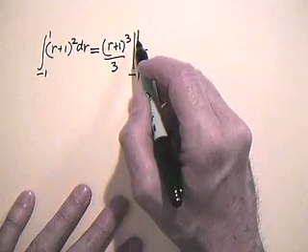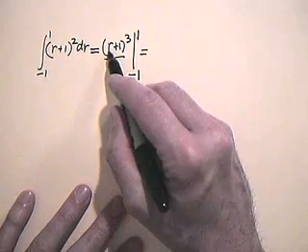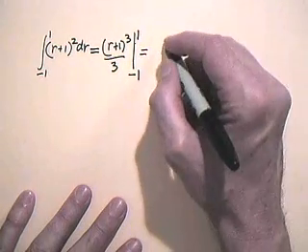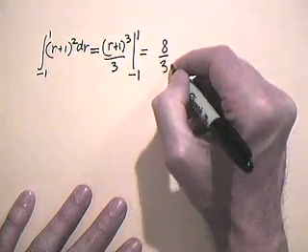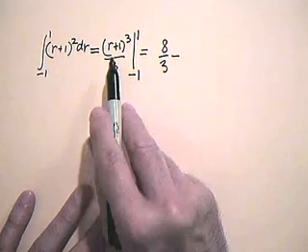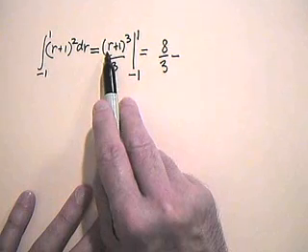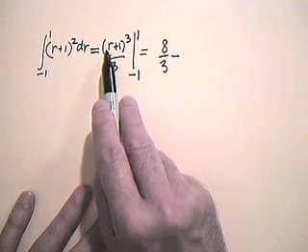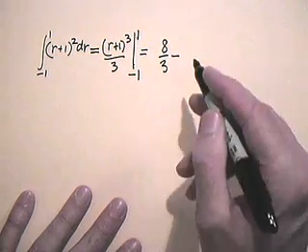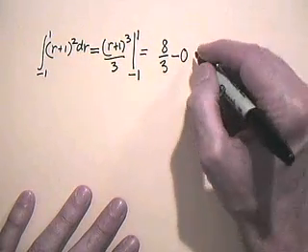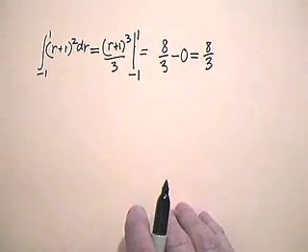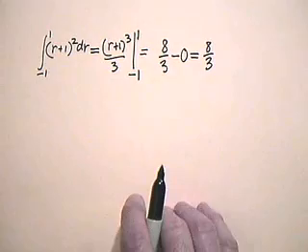We begin by taking the upper limit 1, substituting that for r. So 1 plus 1 is 2, and 2 cubed is 8. So we have 8/3 minus what we get by taking the lower limit and substituting in for r. Well, when I put r equal to -1, -1 plus 1 is 0, and so the whole value just collapses to 0. We have 8/3 minus 0, and so the result finally is 8/3 for the value of our definite integral.